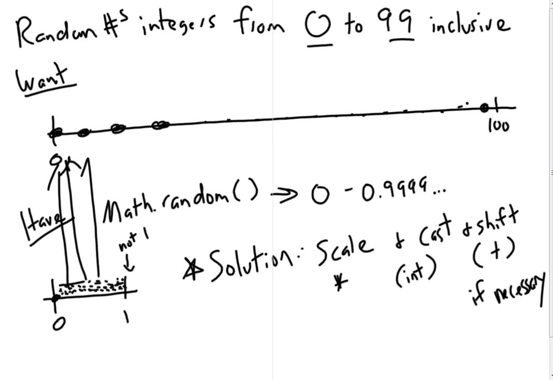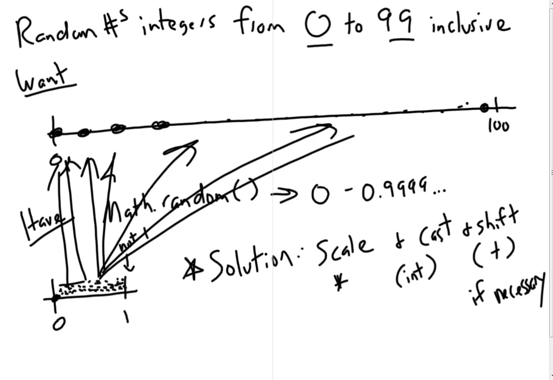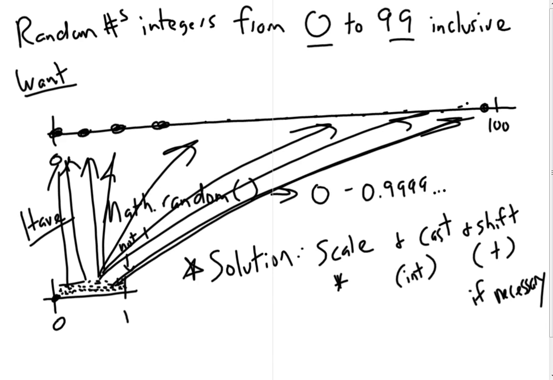We'll do that there at the very end. So you can see we'll take all those numbers and we'll just kind of spread them out so that they can be any of the integers in the region that we're interested in. So scale it, integerize it, and shift it.